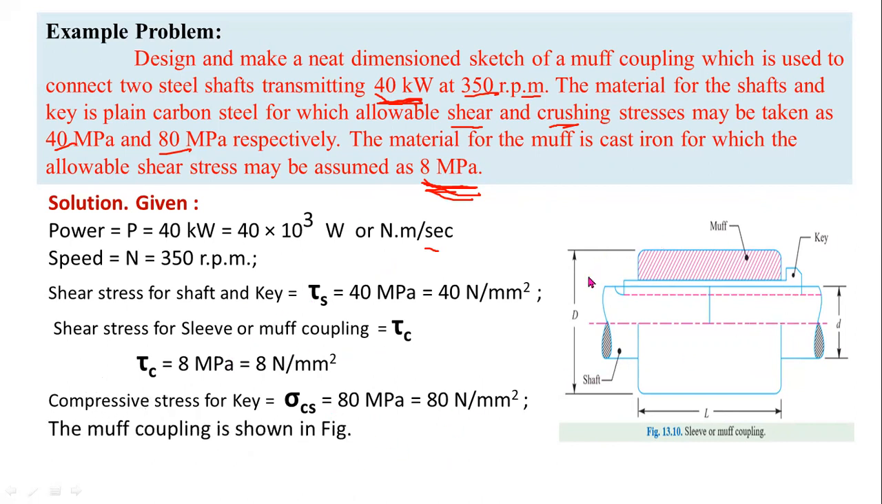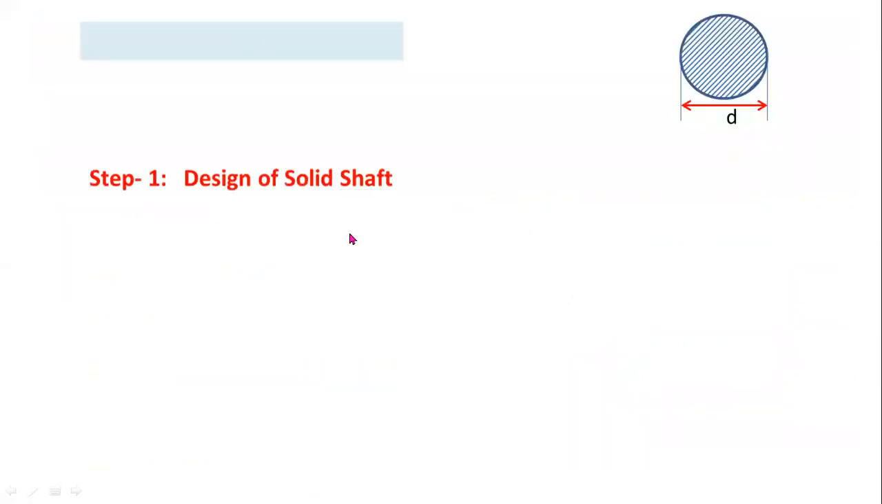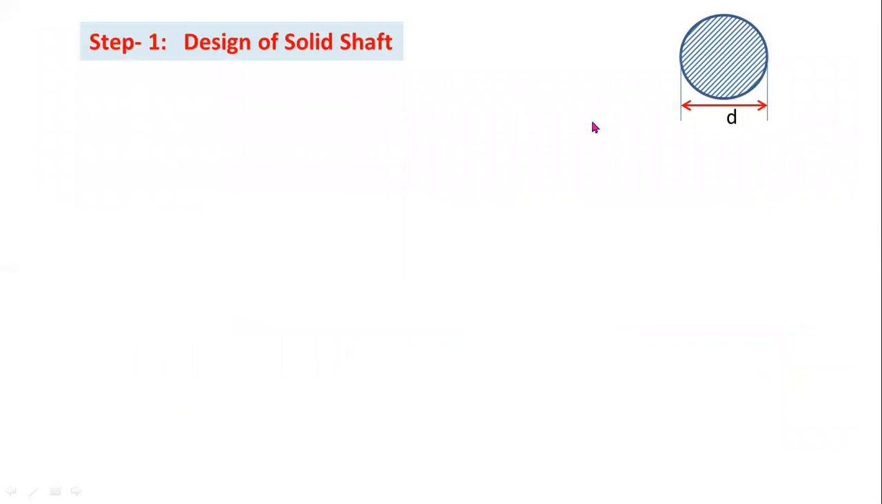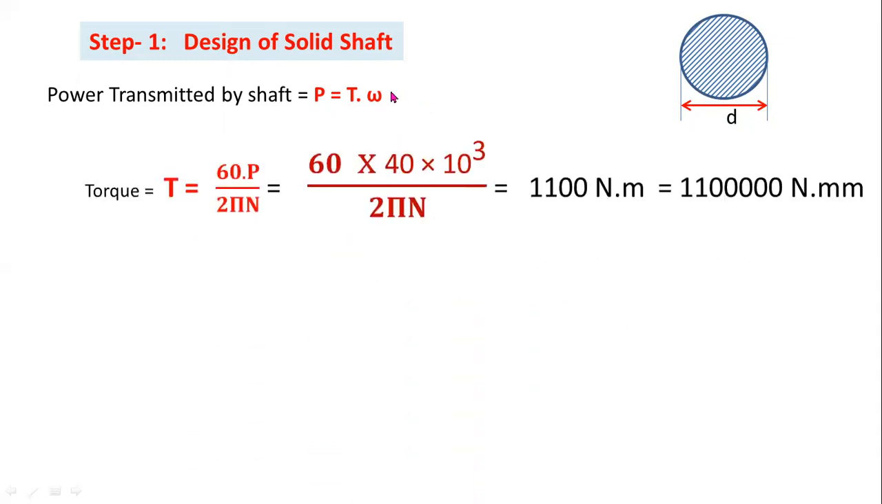This is the diagram, sleeve or muff coupling. In the first step, you have to design a solid shaft. Already we know that the power transmitted by the solid shaft, P equal to T into omega, and omega equal to 2 pi N by 60. From this equation, the torque transmitted by the solid shaft, T equal to 60 into P by 2 pi N. From this equation, you can get the value of the mean torque transmitted by the solid shaft.